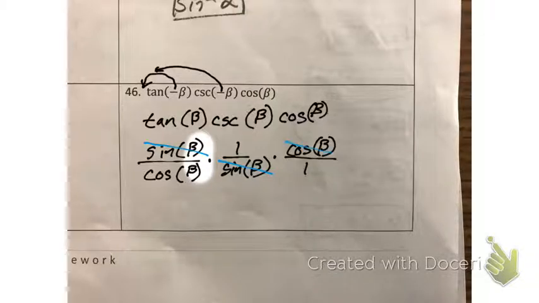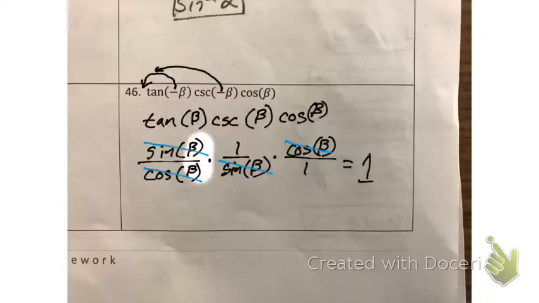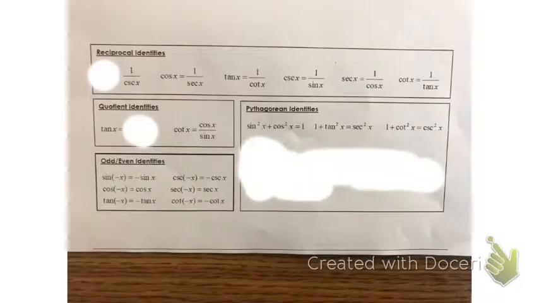Cosine over cosine, you get rid of it, and you're left with 1 over 1, which just equals 1. Emma: I don't understand why the negative, like what happened. So we went back to the odd-even property. Negative theta, so if I have a negative inside, I can bring it out front. And if I have cosecant, I also bring it out front.